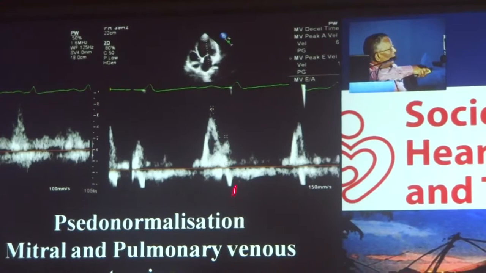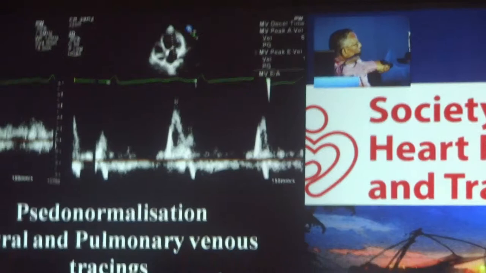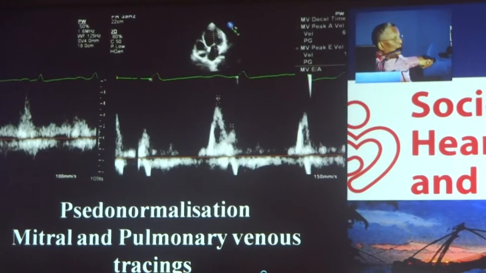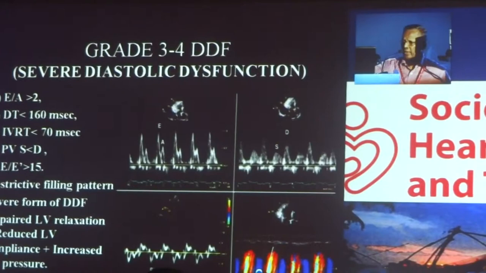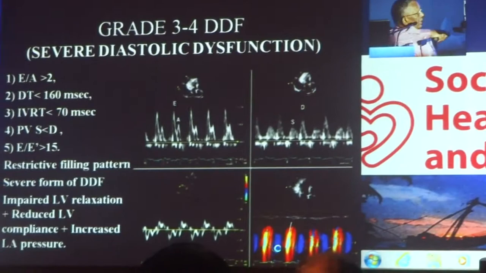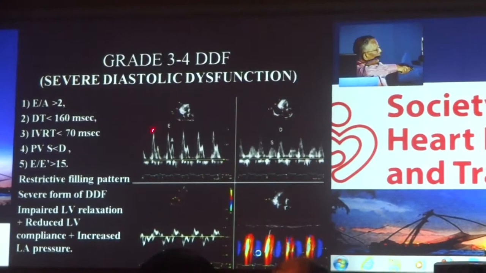But when you look at the pulmonary venous flow pattern, the systolic is decreased and there's a remarkable increase in the diastolic filling pattern. As you go by, you may find increasing pulmonary venous atrial reversal. The severe degree of diastolic dysfunction is the next phase, where the deceleration time becomes just 160.